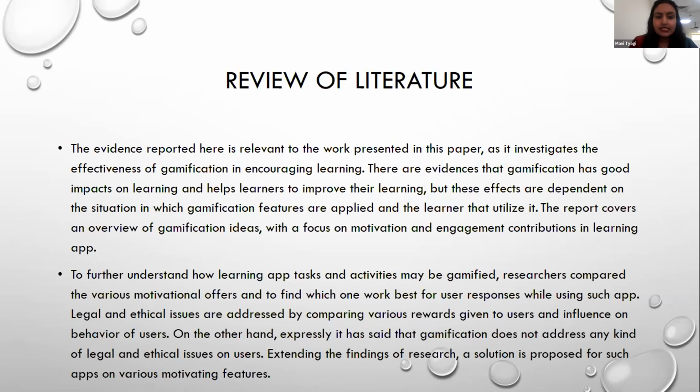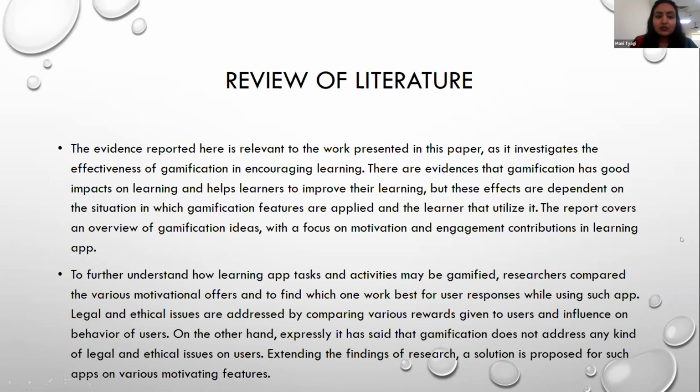To further understand how learning tasks and activities can be gamified, Shubhi ma'am, can you please mute yourself? Sorry for this. Actually, some voice is coming.